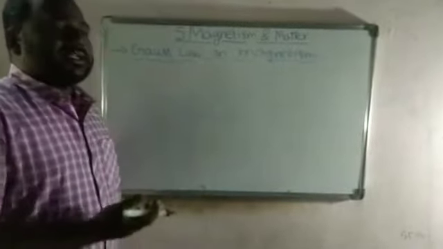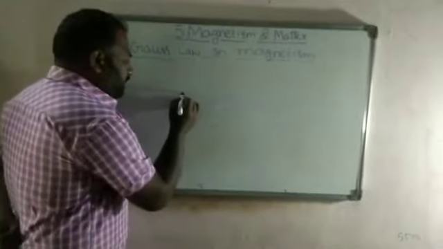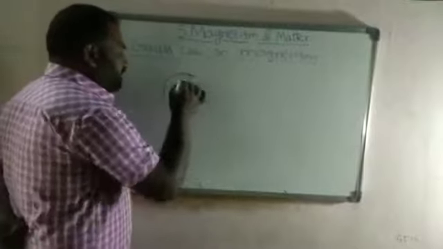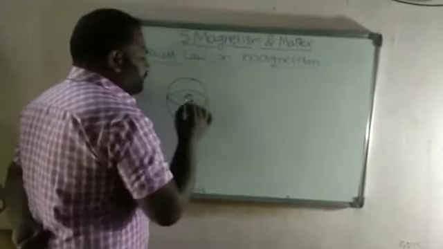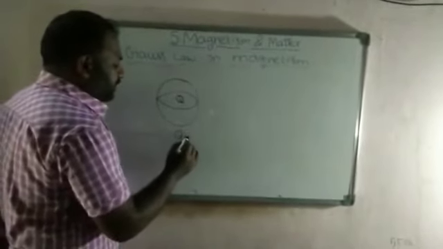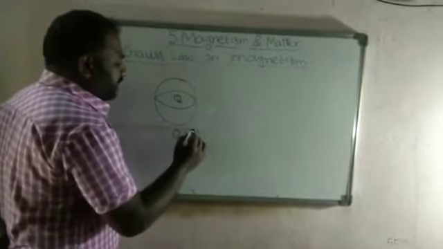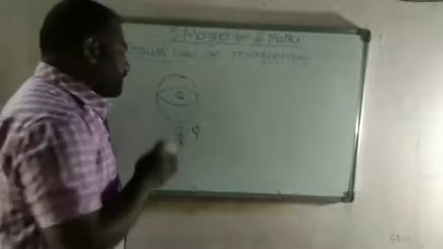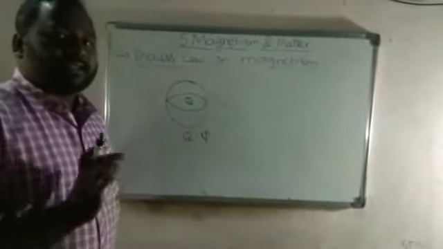This is a 2 mark question. What is the Gauss law in magnetism? First we have to remember what the Gauss law in the electric field is. See here, we have a charge. This charge is enclosed by a surface. When this charge is enclosed by the surface, we know that the total charge enclosed by the surface is equal to the total flux on the surface.